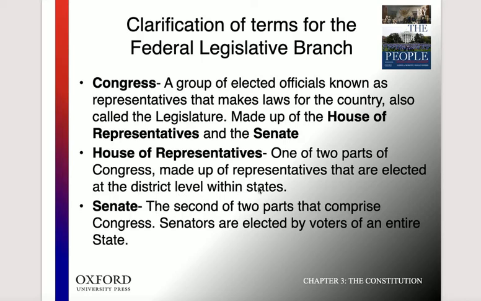The House of Representatives is one of the two parts of Congress made up of representatives that are elected at the district level. The Senate is the second part of the two parts, and these are senators that are elected by the entire state. Now, what I'd like to say here is oftentimes you'll hear in the news, people will call the House of Representatives Congress. That's okay, and that translates, but really Congress is both houses.